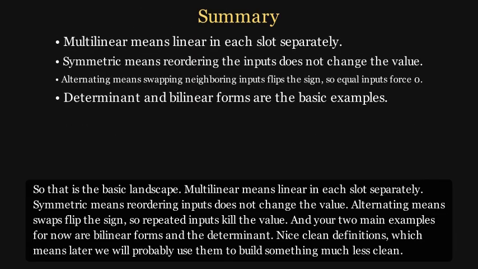So that is the basic landscape. Multilinear means linear in each slot separately. Symmetric means reordering inputs does not change the value. Alternating means swaps flip the sign. So repeated inputs kill the value. And your two main examples for now are bilinear forms and the determinant. Nice clean definitions. Which means later we will probably use them to build something much less clean.